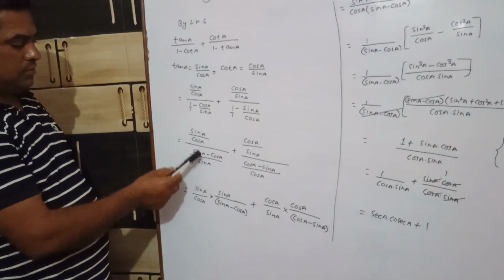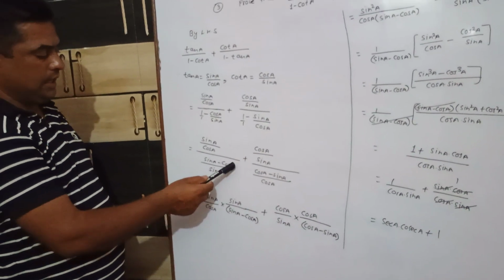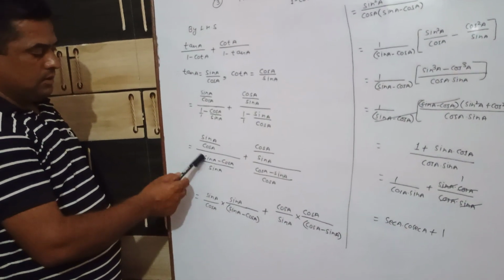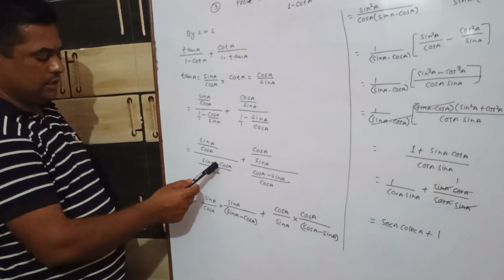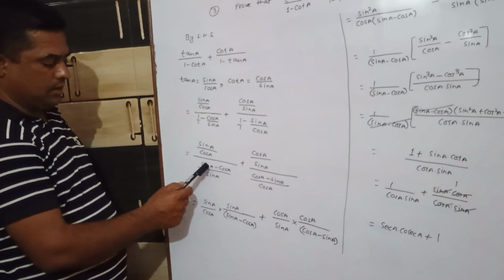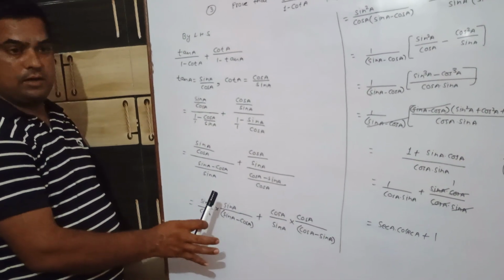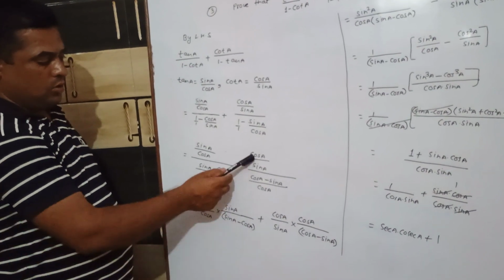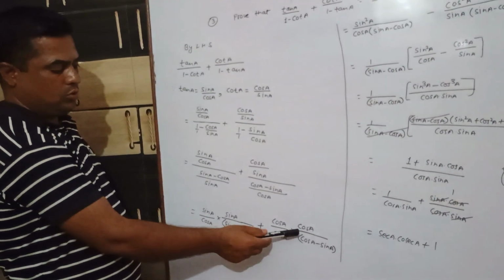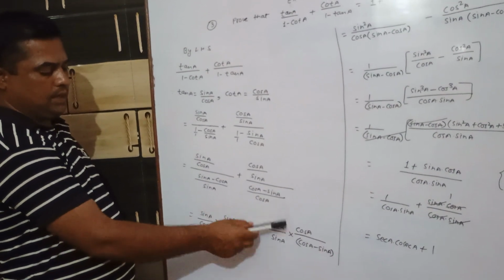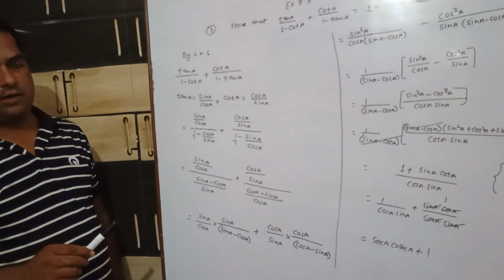Now you have a fraction upon a fraction. So we will take the reciprocal of this fraction. So you will write here sin A upon cos A into the reciprocal. So sin A in the numerator and sin A minus cos A in the denominator, plus cos A over sin A. You will take the reciprocal of this fraction. So cos A in the numerator and cos A minus sin A in the denominator.